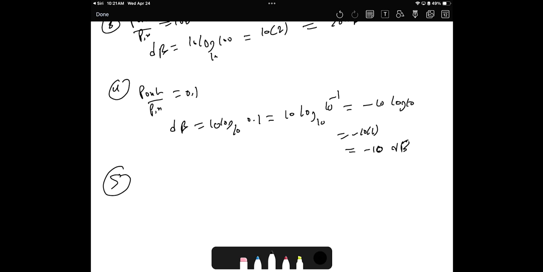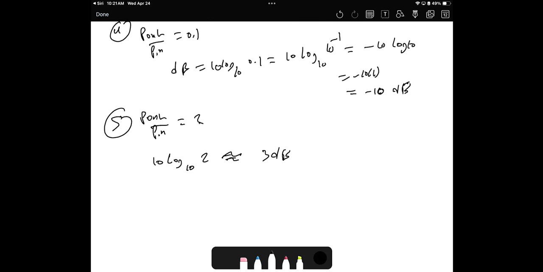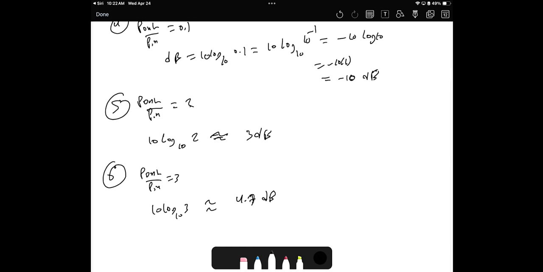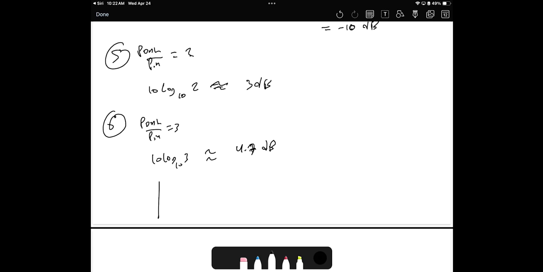Then, another scenario, if P out over P in equals 2, then what will happen is 10 log base 10 of 2, which is approximately 3 dB. Then, another one, 10 log base 10 of 3, this is actually 4.7 dB. Okay? So from this example, it's very important for you to memorize or know how to find this.